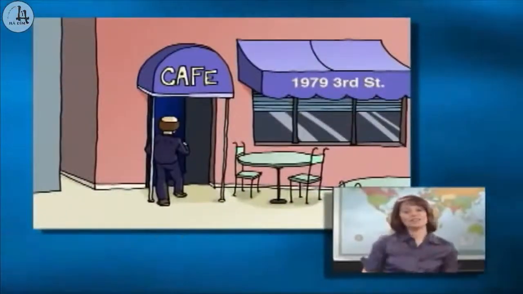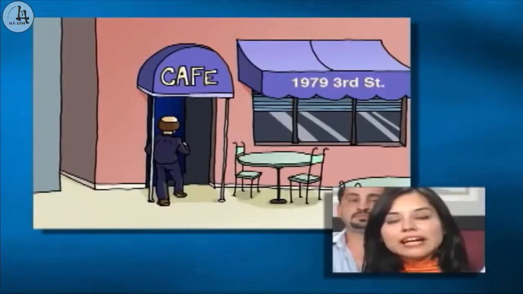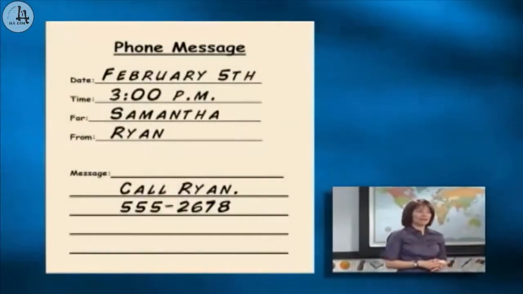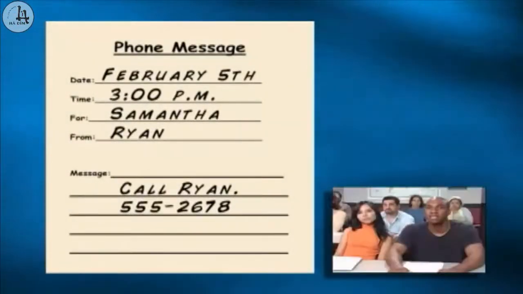You learn how to ask for and give the addresses of places in the community. Celia, what's the address at the cafe? 1979 3rd Street. And you also learned how to take a phone message. Is the message for Samantha or Ryan? Samantha. Good practice, everyone.